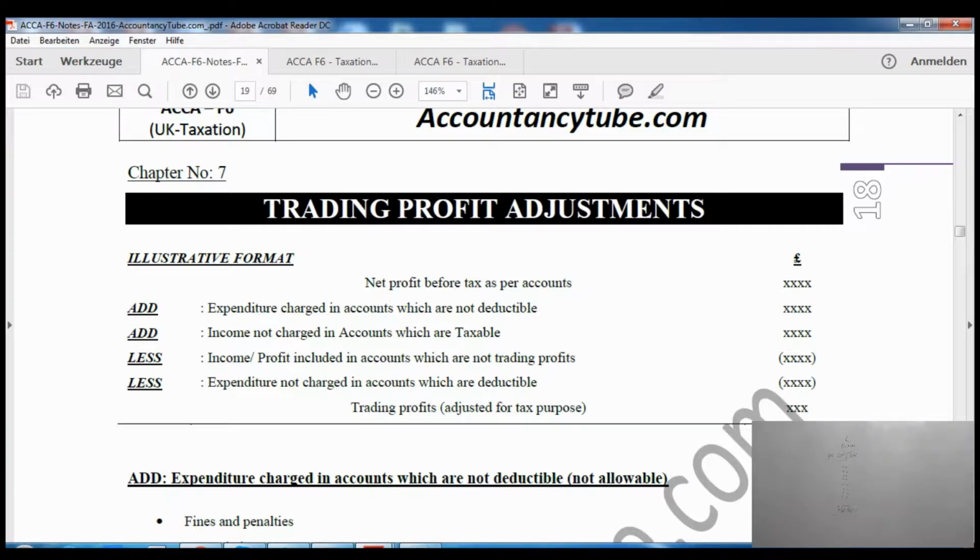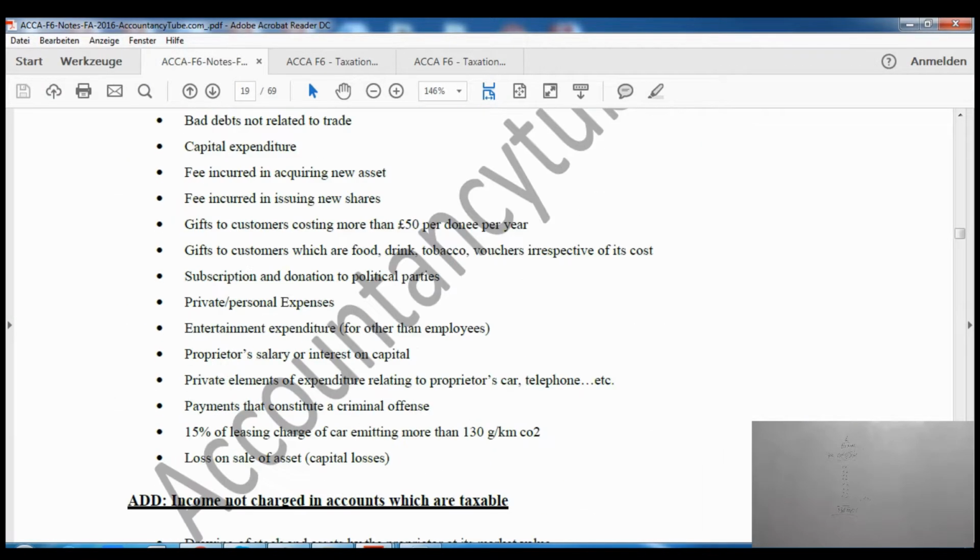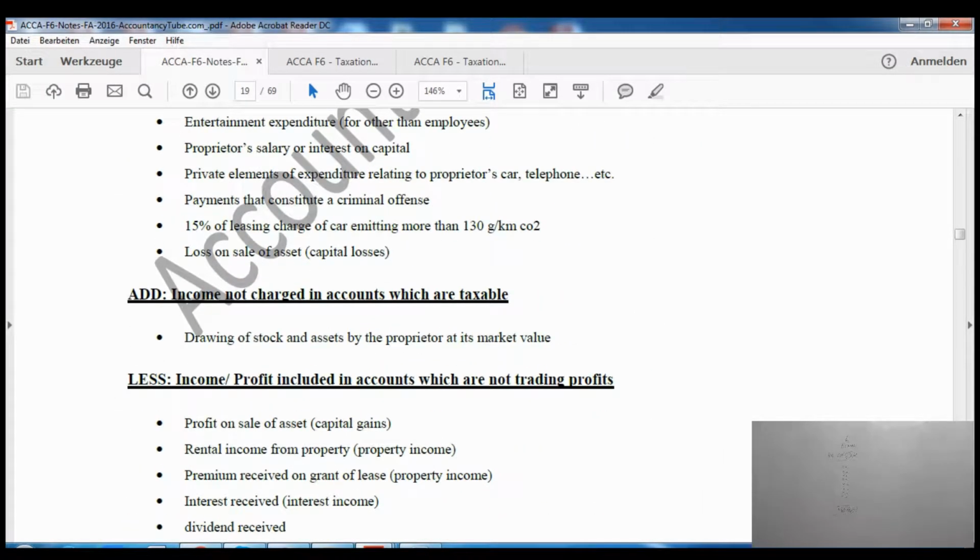All right. Now the next thing which we add in the list is income not charged in the accounts which is taxable. Now some of the income is not added in the accounts while we make them, some of the incomes are not added there. So what we do is we add those incomes because HMRC says these incomes are chargeable to tax. So what are those incomes? This is only one income.